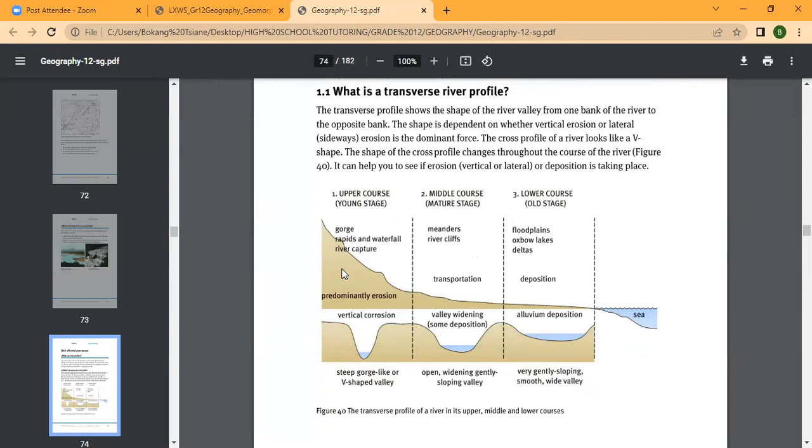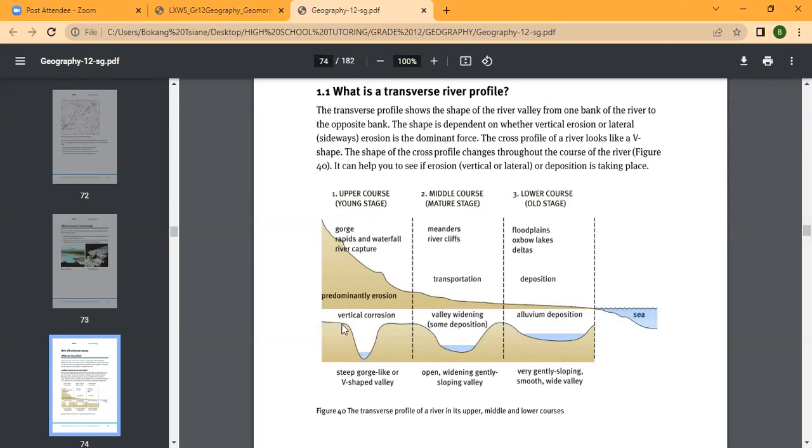The rock is being weathered, and then as we move to the middle course, the velocity of the river starts to decrease. The reason for this is because the river meets obstacles in the way, and then transportation of sediments occurs. And then at the lower course or the old stage, we have deposition. And the third stage is where our depositional environments form. And we're gonna look at some of those depositional environments.